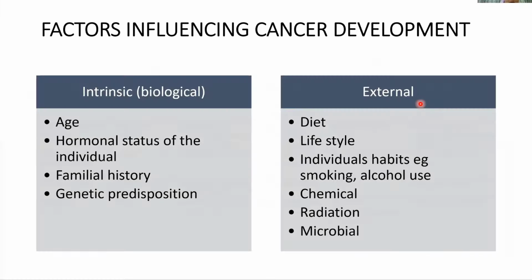All right, what other factors influence cancer development? It can be divided into intrinsic factors and extrinsic or external factors. For intrinsic factors: age, hormonal status of the individual, family history, and genetic predispositions. External factors include diet, lifestyle, individual habits, for example smoking, alcohol abuse, chemical radiation, and also infections.